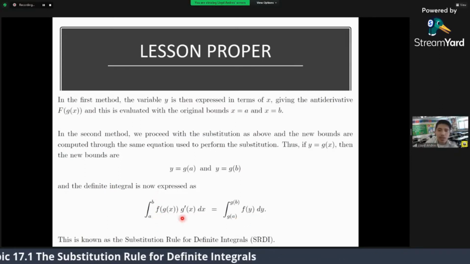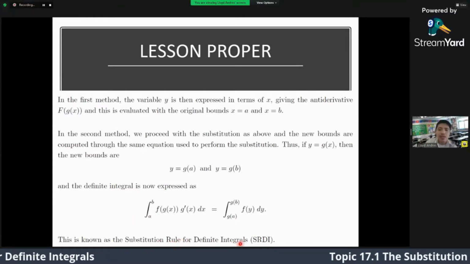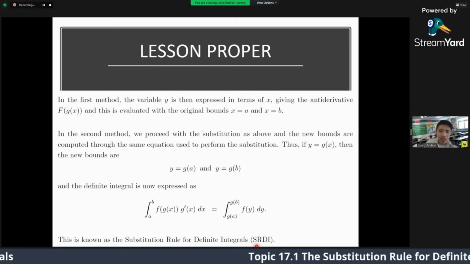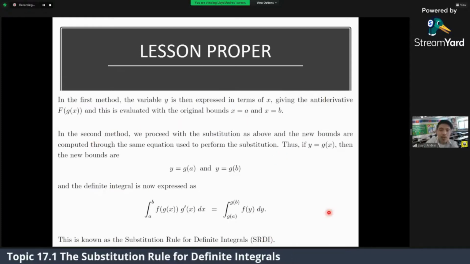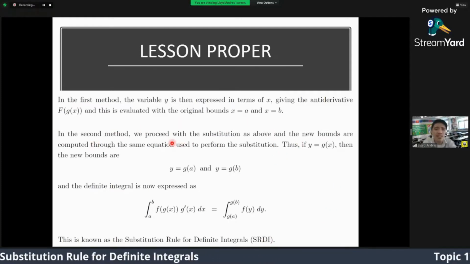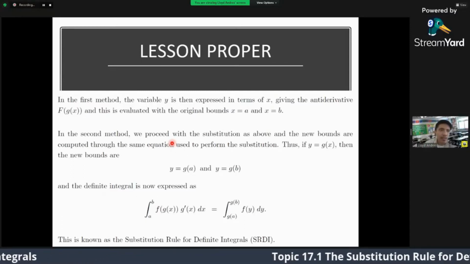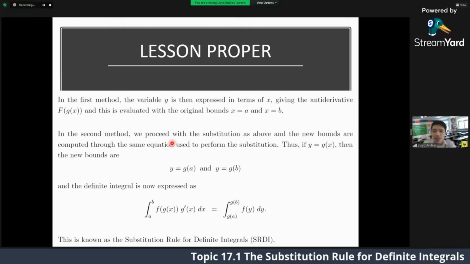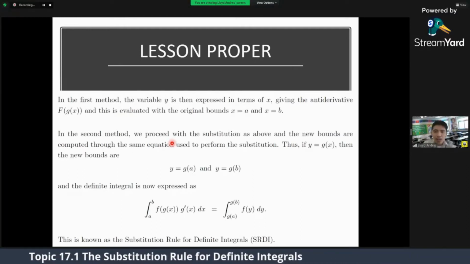So actually, method 2 is known as the substitution rule for definite integrals, whose acronym is SRDI. So we focus on method 2, because method 1 is just a combination of the topics substitution rule for indefinite integrals and the fundamental theorem of calculus. Method 2 is the one that is really focused on substitution.